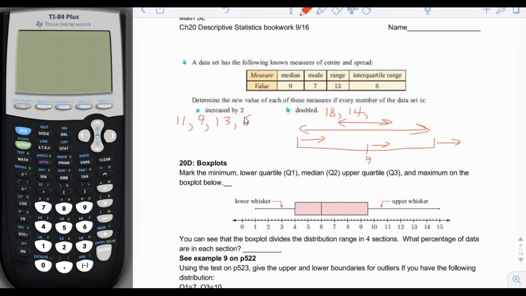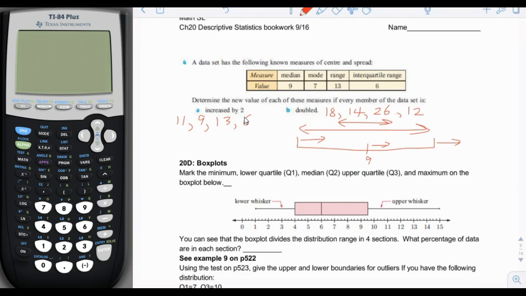The range. Now the range is going to be twice as wide, because the maximum is going to be 2 times the maximum and the minimum is going to be 2 times the minimum. The maximum minus the minimum times 2 is twice the range, so it's going to be 26. IQR, same thing. If you double each of the numbers, the IQR is going to be twice as wide.